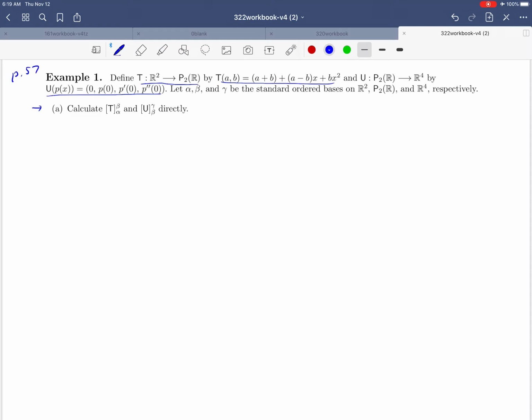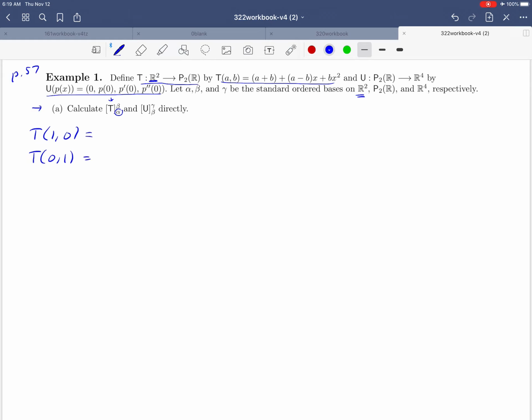This is the type of calculation that we've done before. For the matrix of T, we notice that we're starting with the basis alpha, which is a basis for our first vector space R2, since that's the domain of our transformation. The standard ordered basis of R2 is just the vectors (1, 0) and (0, 1). That's what we're going to substitute into T. So we'll start there.